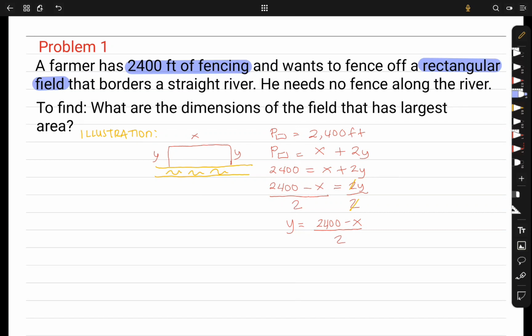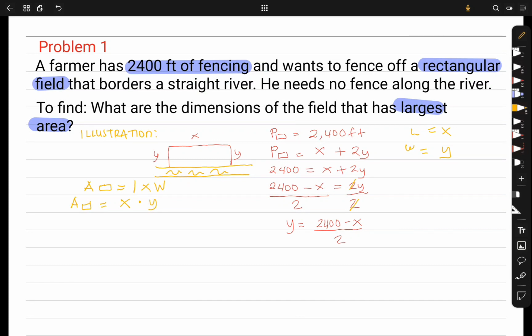Siyempre, pinapahanap nga sa atin is yung ating largest area. Ano nga ba yung area ng rectangle? Area of rectangle is equal sa length times width. So dito, yung L natin is our x and yung W natin is yung ating y. So palitan natin. Area of rectangle is equal sa x multiply sa ating y.